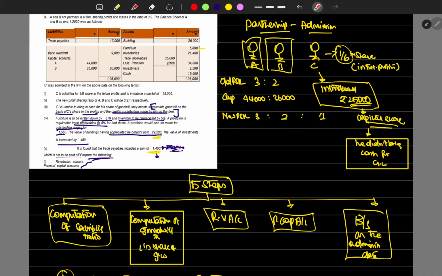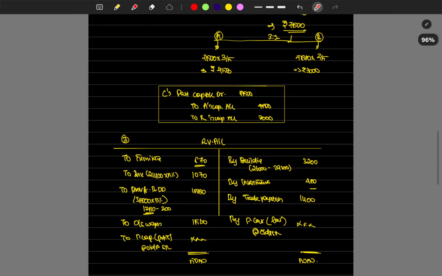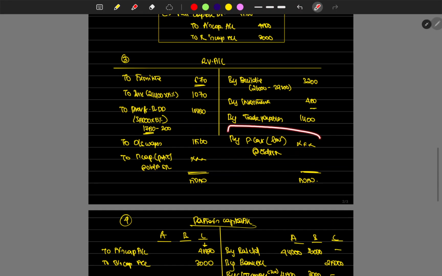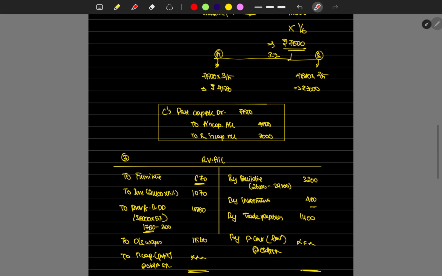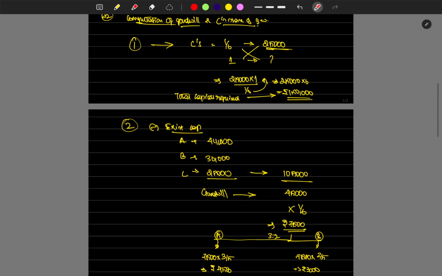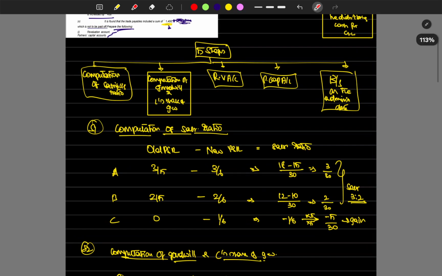We have to revalue the assets, and we have to transfer the balance. If there is any positive revaluation, then we have to increase the capital balance of old partners. If there is any negative revaluation, we have to reduce the partners' capital to the extent of the loss amount. So these things have to be done, right? So all these things have been done in the problem itself. So that's what we are doing with the admission problem.